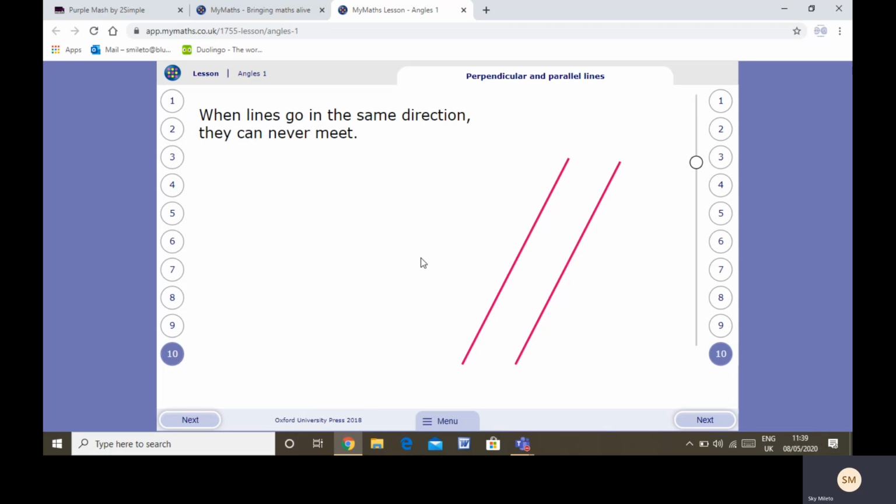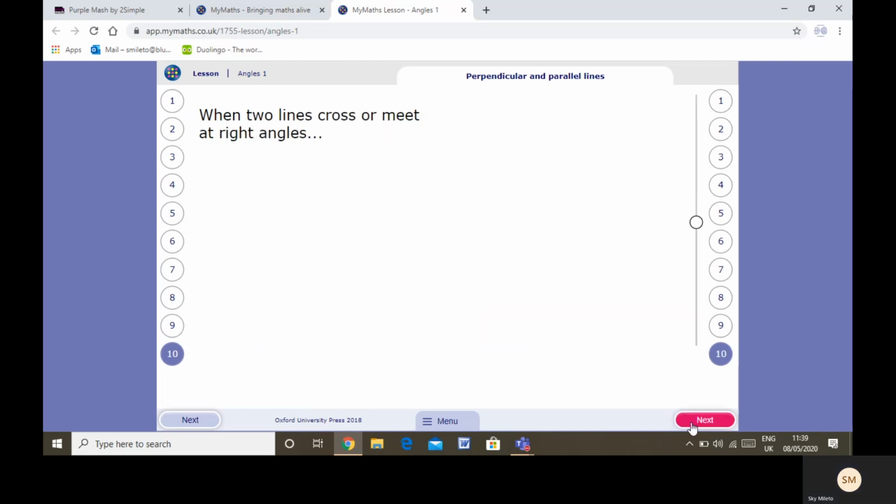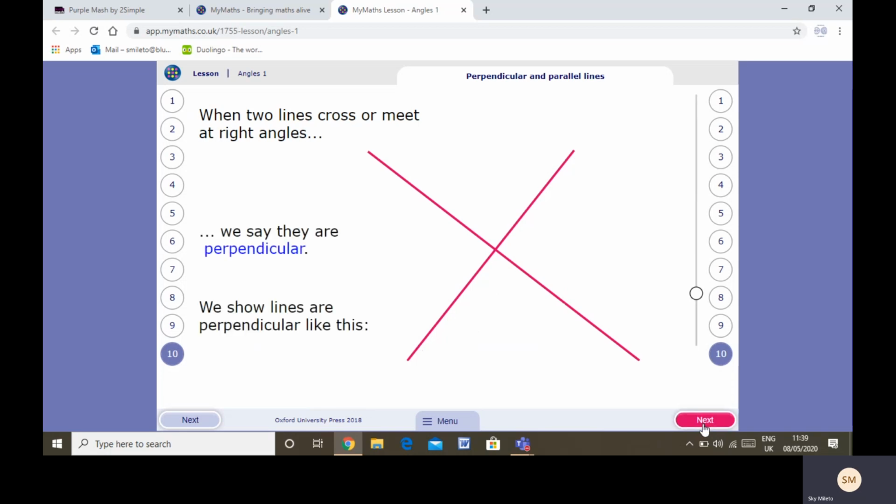Final slide. Perpendicular and parallel lines. We covered this ever so slightly earlier in the week. We say parallel lines are two lines that run alongside each other, and they will never ever touch. We sometimes show them with arrows to show they're going in the same direction. When two lines cross or meet at a right angle, like a horizontal and a vertical line, they are perpendicular. Anywhere where there is a right angle, you call the lines perpendicular.